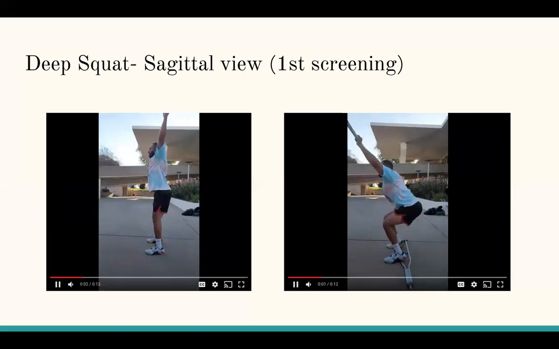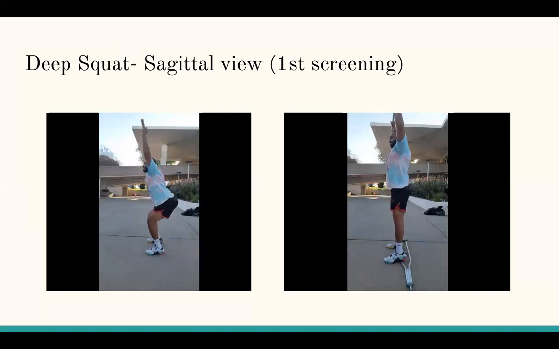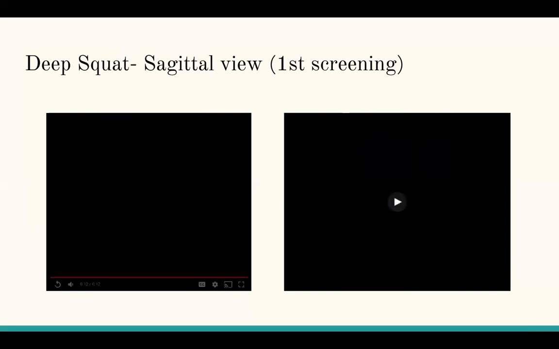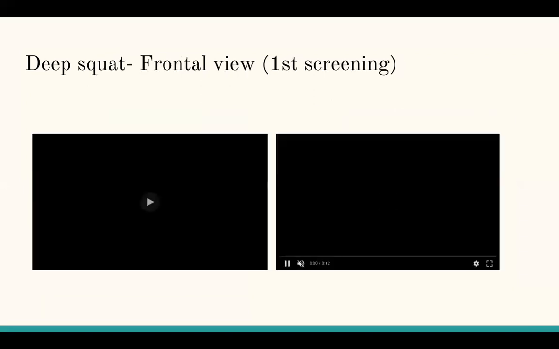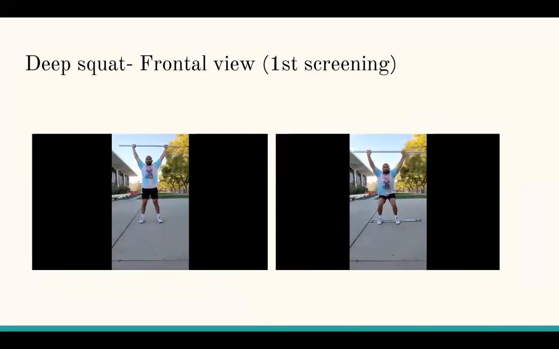This is a sagittal view of the first screening of the deep squat. In this one, you could see the trunk leans forward, and he has a problem with depth. He could barely make it to parallel, sometimes not even. This is the frontal view. With this one, you see his knees are shaking, and then he goes into slight valgus as well.